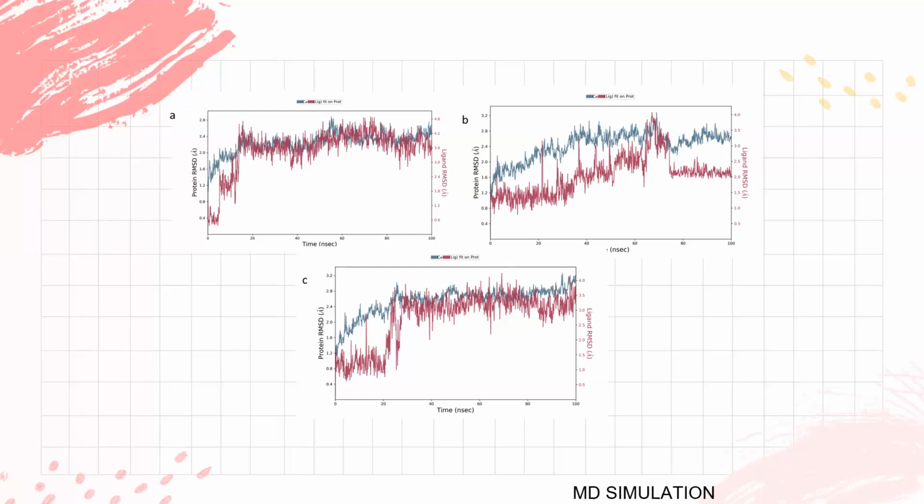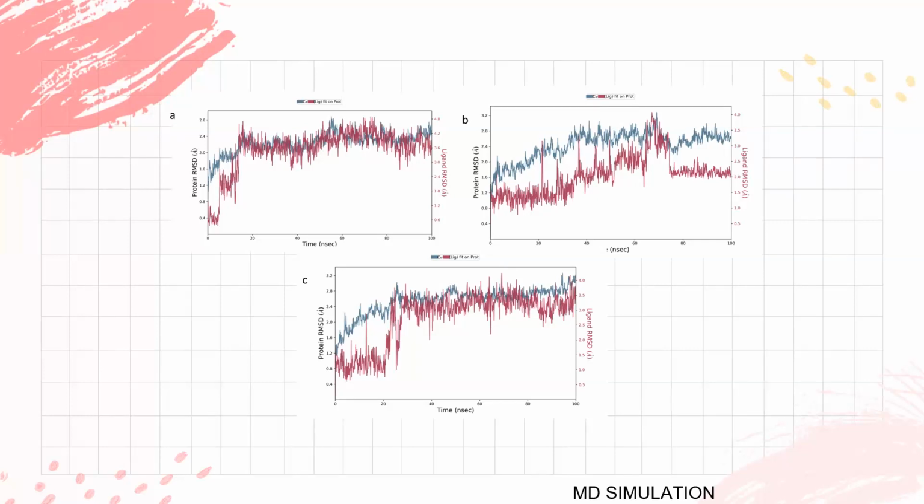So the first result you can see there is our compound 1. If you compare it to C, which is our standard drug, you can see it is way better because of the overlapping of the blue and the red line. Once they overlap a lot, that means the compound is stable in the active site of the protein.